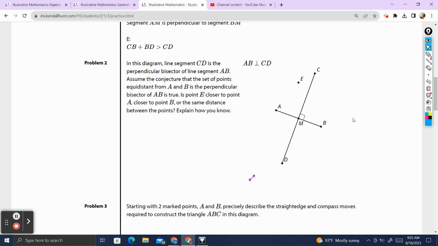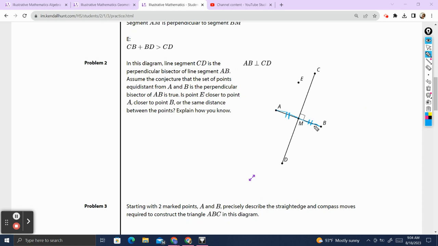Problem 2. In this diagram, line segment CD is a perpendicular bisector of line segment AB. So CD is a perpendicular bisector of AB. They already drew my right angle mark, but because I know AB is bisected, which means M has to be the middle point, I'm going to mark 2 lines here, which tells me AM is congruent to BM. I always like to mark everything I know in my diagram, even before jumping into the question.